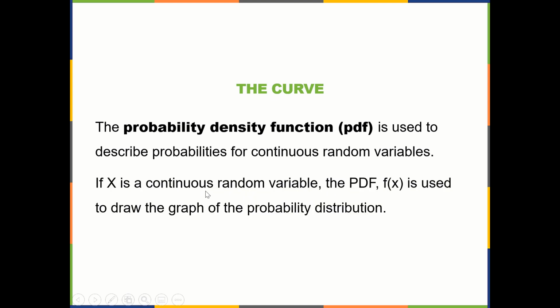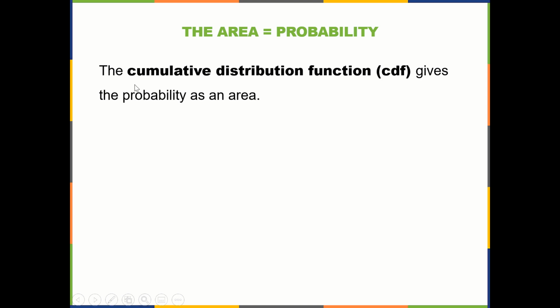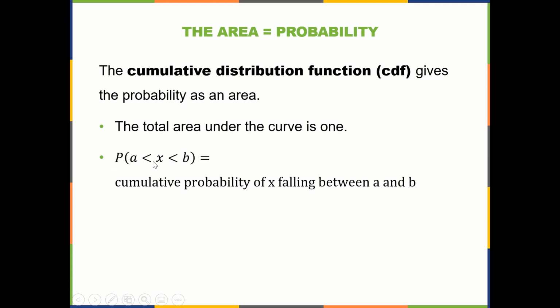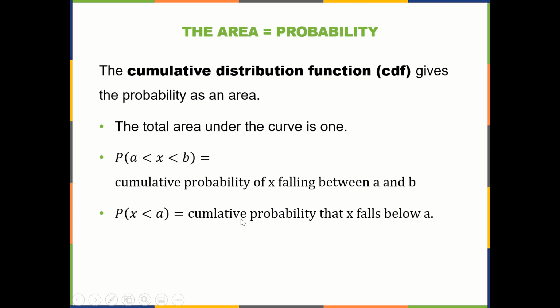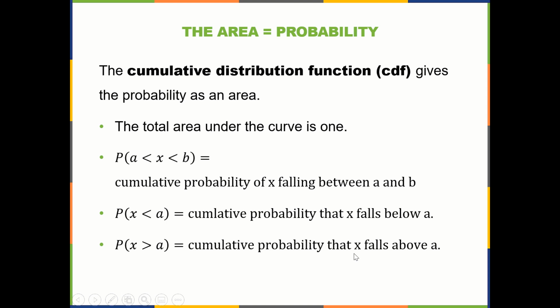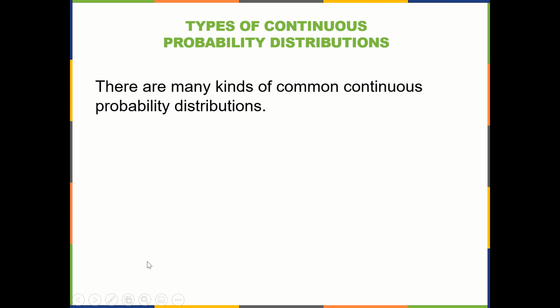So if x is continuous, then the probability density function f of x is used to draw the graph of the probability distribution. And the cumulative distribution gives the probability as an area. The total under the curve is 1, and we can denote cumulative probabilities in this way, which means the cumulative probability of x falling between A and B, or like this, the cumulative probability that x falls below A, or like this, the cumulative probability that x falls above A. So that's the introduction for the most part.